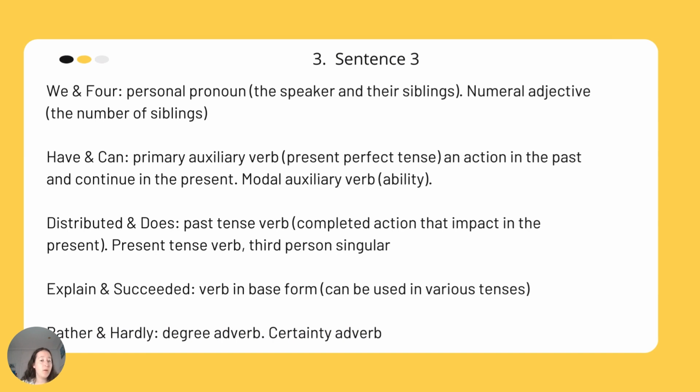Okay, guys, let's move now to the third sentence. First, we see another two examples of pronouns, or in this case, pronouns and numerals. In the first one, we have the word we, and as we know, it's a personal pronoun and refers to the speaker and their siblings. And the second one has a lot of relation to the first word, because four is a numeral adjective and indicates the number of siblings.